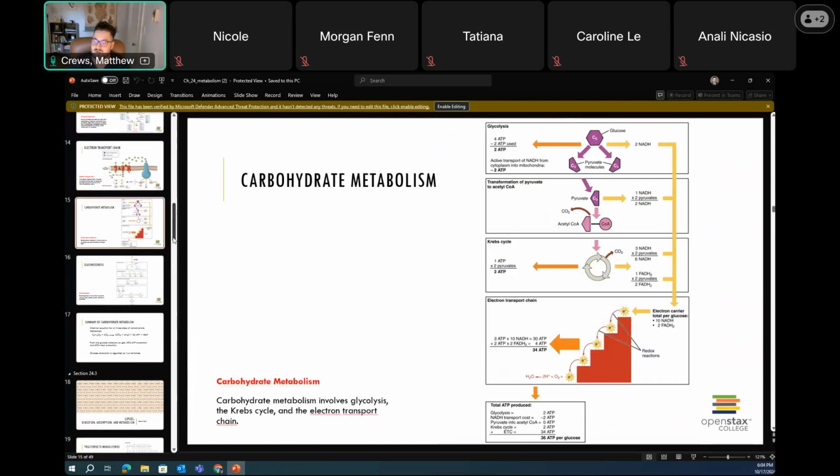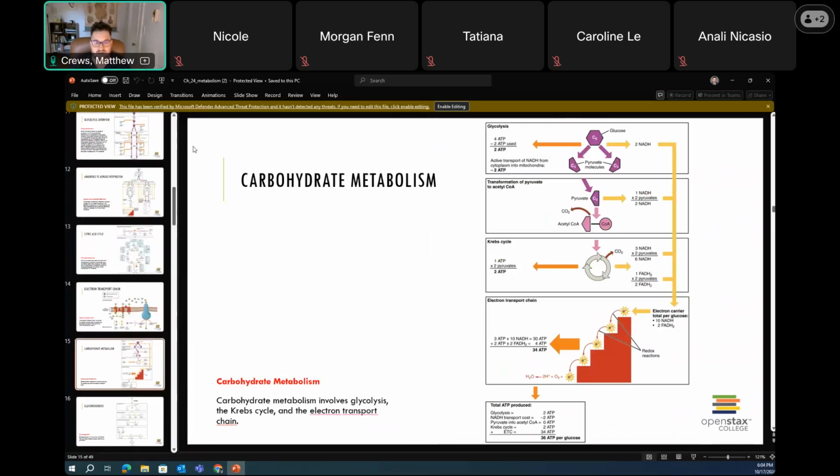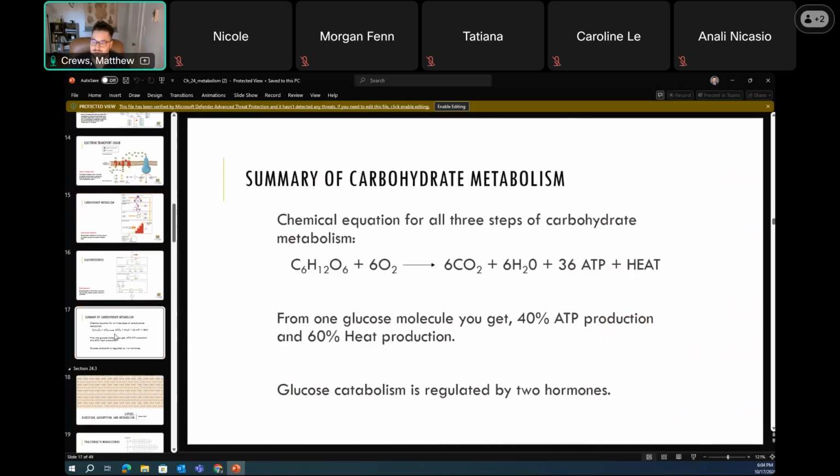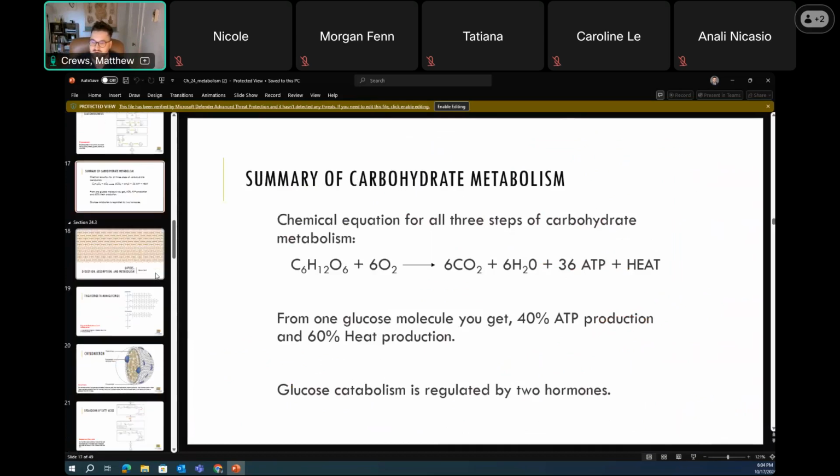Keep this in the back of your head because we can get to there from different places. It's not always straight down from glucose. Sometimes we can end up with different things and still end up with the same result. But the whole point of this is to produce ATP, because we use that for energy.